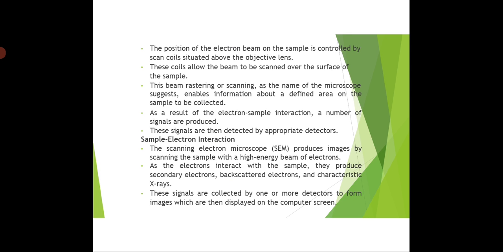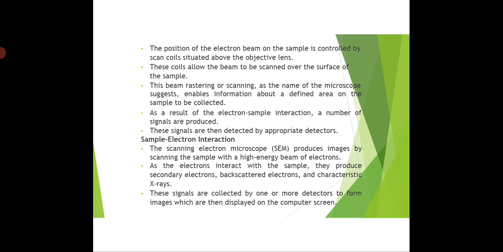The position of the electron beam on the sample is controlled by the scan coil situated above the objective lenses. These coils allow the beam to be scanned over the surface of the sample. This beam rastering or scanning, as the name of the microscope suggests, enables information about a defined area on the sample to be collected. As a result of the electron-sample interaction, a number of signals are produced. These signals are then detected by appropriate detectors.